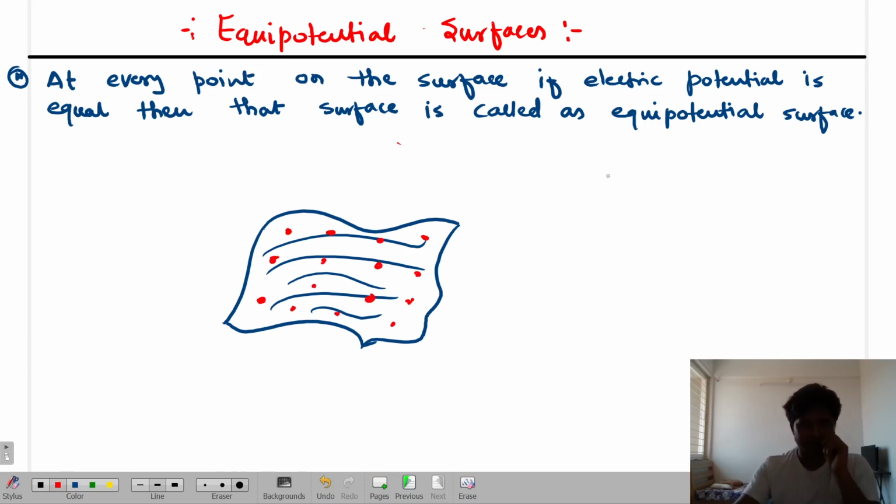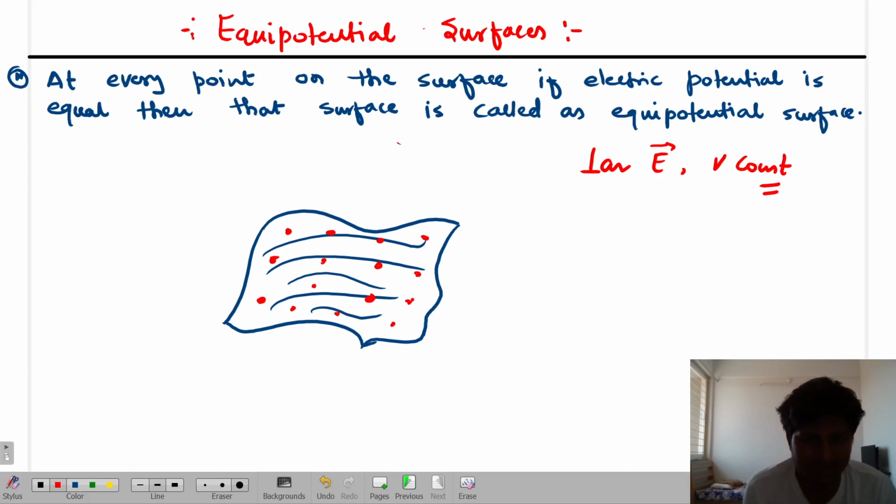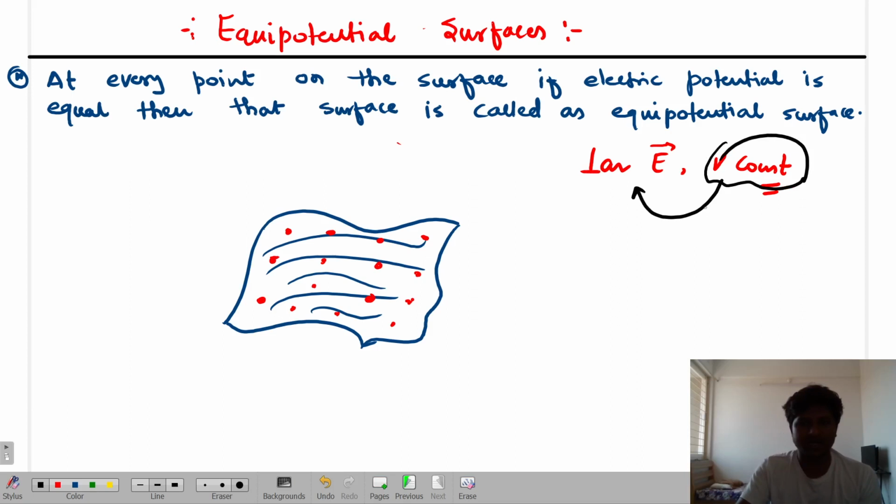We studied that if in the direction perpendicular to the electric field V remains constant, then we call that surface an equipotential surface. For now just understand that if in the direction perpendicular to the electric field V remains constant, then vice versa is also possible: if for any reason the potential is constant, then for that reason the electric field will be perpendicular to it, or not?